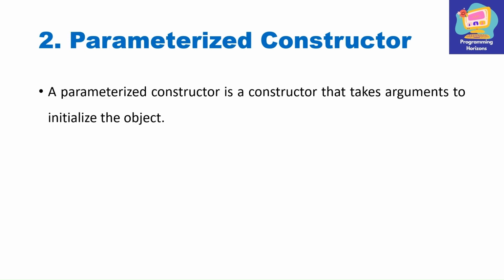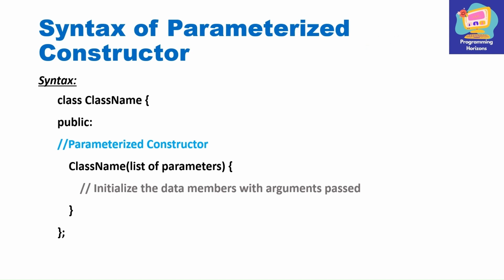The second type of constructor is a parameterized constructor. A parameterized constructor, as the name suggests, is a constructor that takes arguments or parameters to initialize the object. This is the syntax of a parameterized constructor. The name of the parameterized constructor is the same as that of the class, and along with it we pass a list of parameters with which we want to initialize the data members inside the body of the constructor.